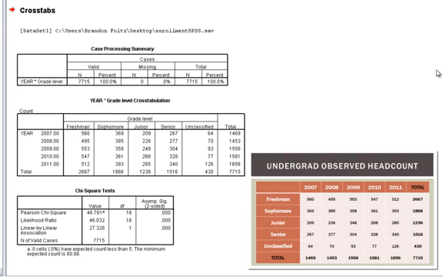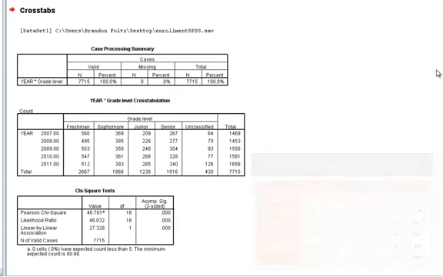Now the year by grade level cross tabulation is actually a repeat of our contingency table. Now if you notice, the year is on the left and the grade level is on the top. That's just because I switched them in the crosstab box. It doesn't matter, okay? Because the sum is going to be the same regardless of which orientation it is.